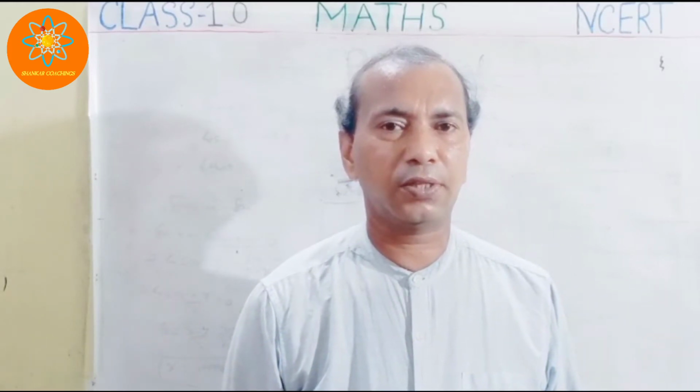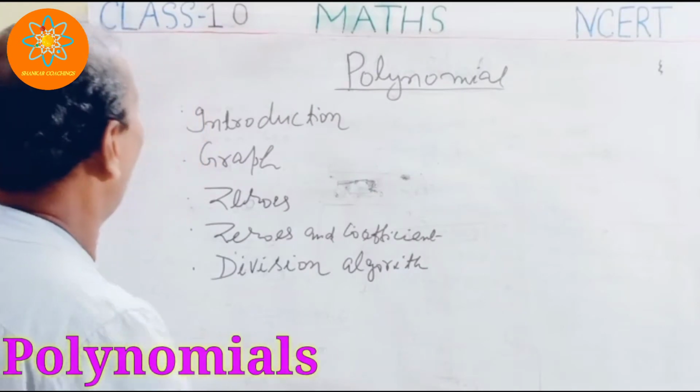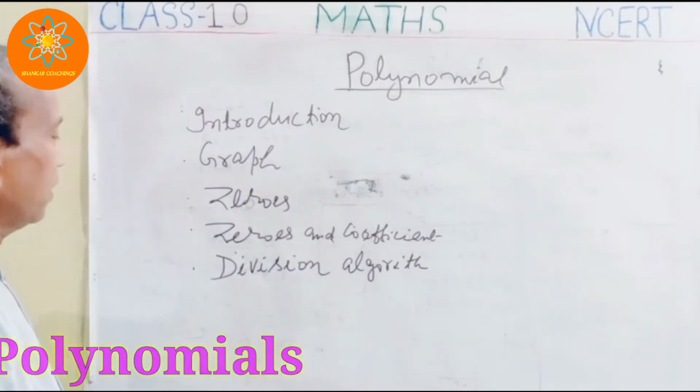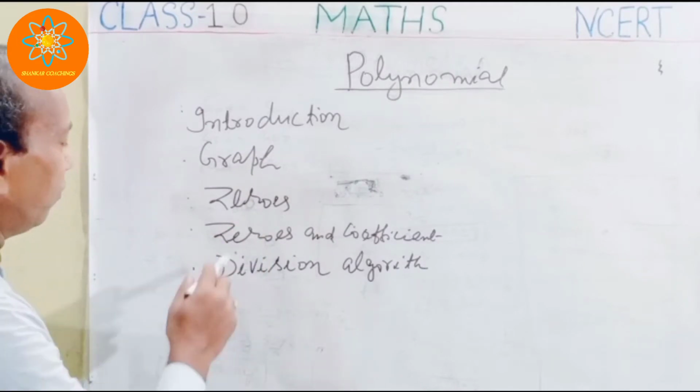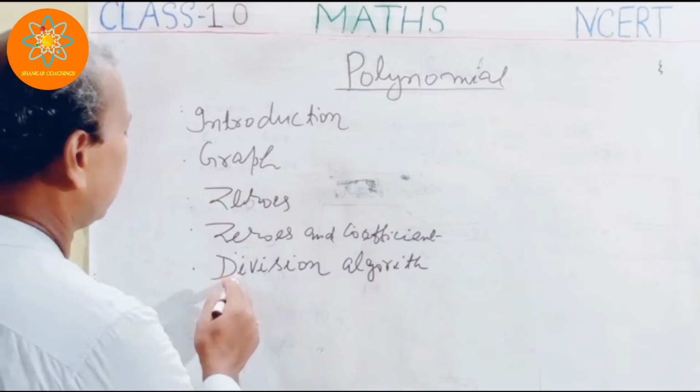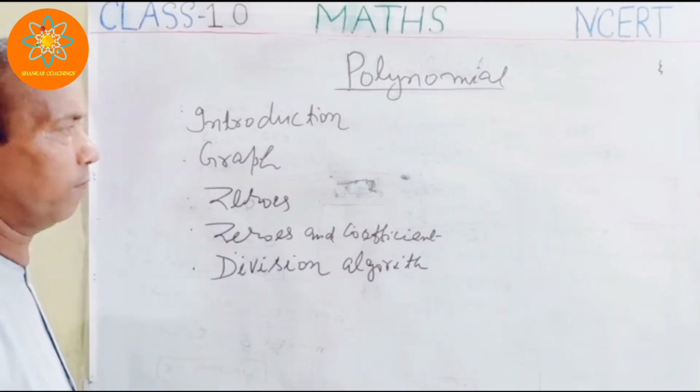चलिए वीडियो स्टार्ट करते हैं। चैप्टर पॉलिनोमियल। First one we will discuss introduction, then we discuss graph, then zeros of the polynomial, and what is the relationship between zeros and coefficient of the polynomial. Then lastly we will discuss the division algorithm.